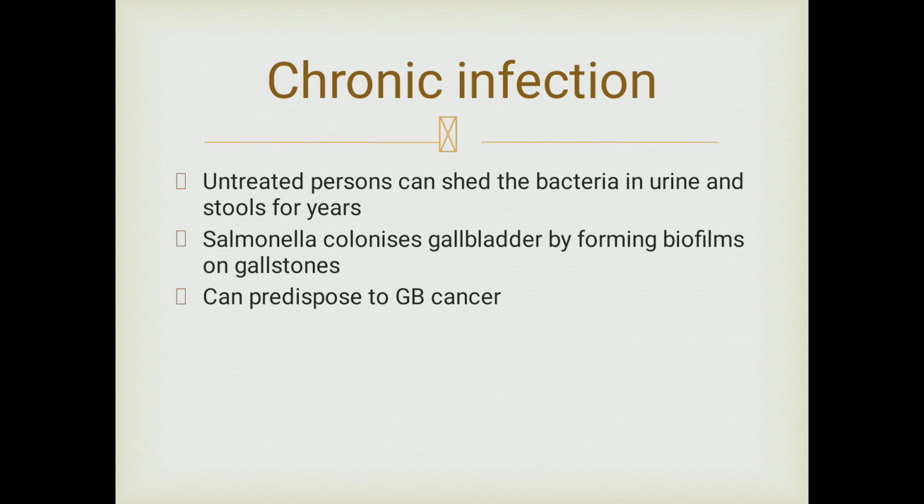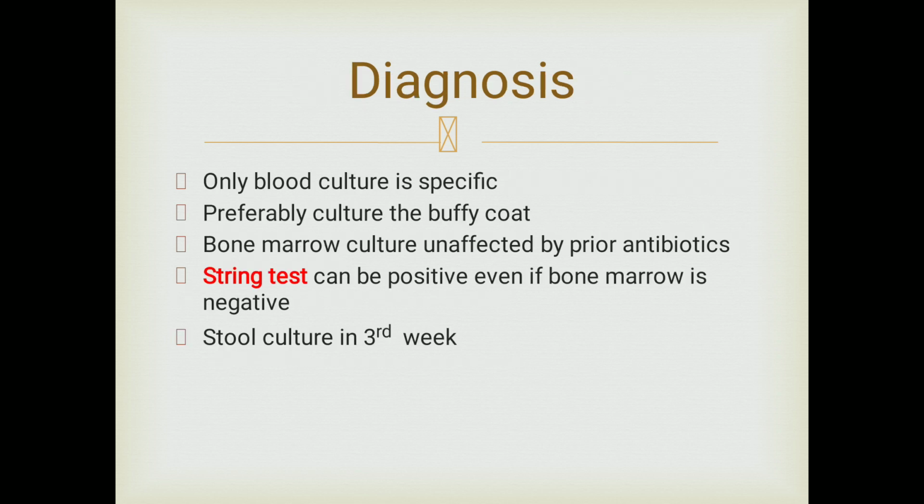Chronic infection: if patients are untreated and left, they can shed the bacteria in urine and stool for years. And this salmonella has a predisposition to colonize the gallbladder, where they can form biofilms on the gallstones and survive there. And this is most frequent in patients with anatomical abnormality of the gallbladder and its tracts. This infection can predispose to gallbladder cancer also in the long run.